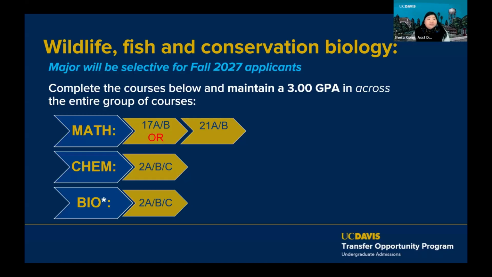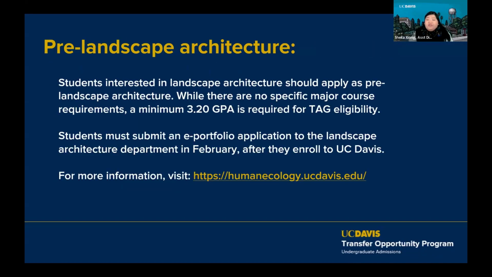All right, and then last but not least, for those of you who are interested in landscape architecture, landscape architecture is a pre-major. So if you are thinking about this major, you will be applying as a pre-landscape architecture major instead of the actual major. There are no specific requirements for pre-landscape architecture. So once again, because it's not selective, you want to focus on meeting those minimum UC transfer requirements.